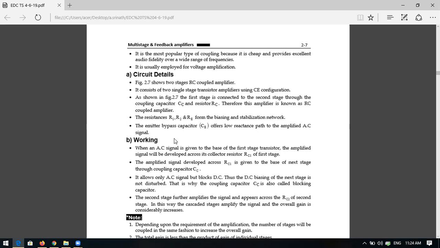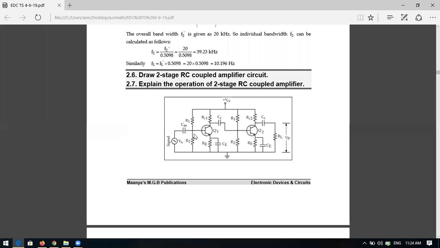The resistances R1, R2 and RE form the biasing and stabilization network. What are the resistors here? R1, R2 and RE. These three resistors and CE, the emitter bypass capacitor, form the voltage divider biasing network. The most used biasing network for the CE configuration is voltage divider bias. So the biasing is provided by these three resistors R1, R2, RE as well as the bypass capacitor CE, which you can also call the emitter capacitor.